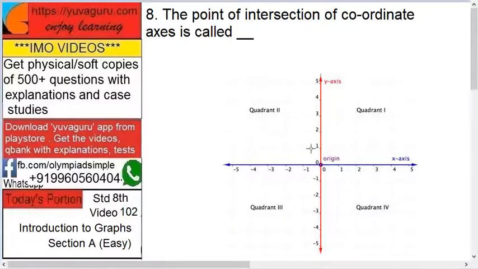coordinate and y coordinate, or x axis and y axis. So these two axes intersect at what? Origin. See, this is known as quadrant 1, 2, 3, 4 anti-clockwise. Then this is known as axis, x axis and y axis, and the intersection is known as origin.